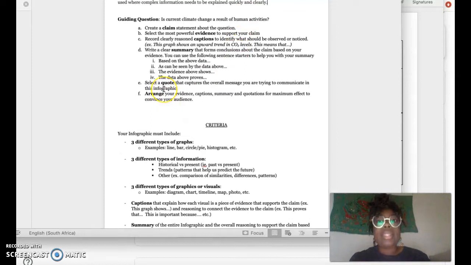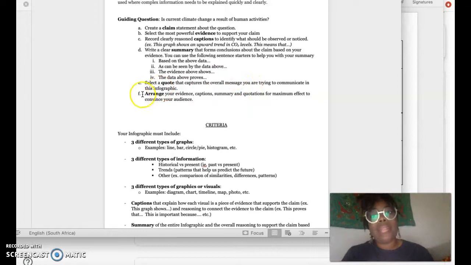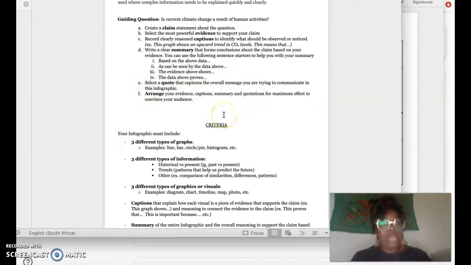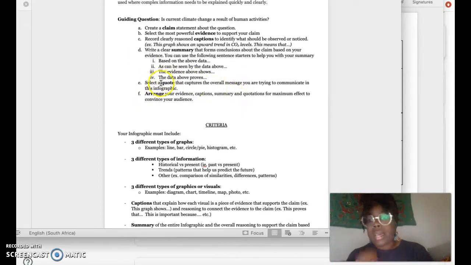All right, and then select a quote that captures the overall message that you are trying to communicate in the infographic. So if you find a quote online or something that really captures your claim about whether or not humans contribute to climate change, then you could use that quote. If you need help with finding quotes, I could be of assistance, but these are just quotes that are related to climate change.